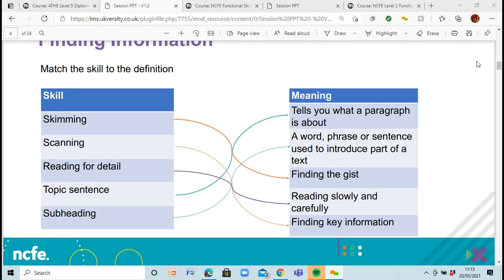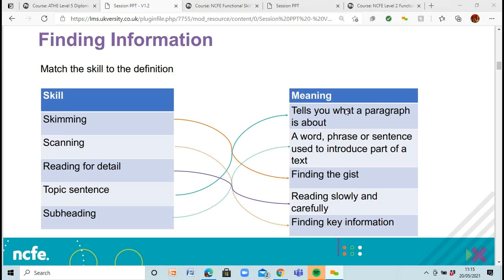And then, oh, hold on. I've got a little tool here. Why don't I use that? So skimming, finding the gist. Scanning was finding key information. Reading for detail was there. So topic sentence, what is this? Tells you what a paragraph is about. Sentence. Beautiful. Tells you what the paragraph is about.